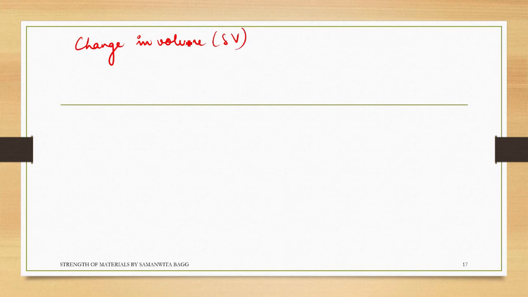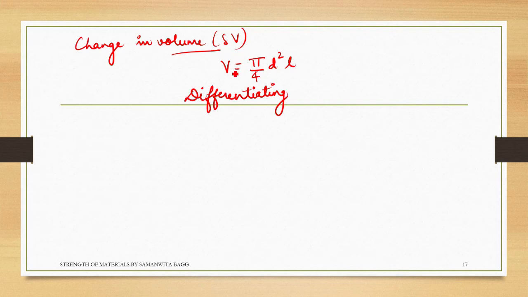This is delta V. First of all, we should know the formula for volume for a thin cylinder. It will be pi by 4 d square into L. So let's say I am differentiating this equation partially. When I say partially, obviously my volume is changing with respect to diameter and also because of length. So left hand side will become delta V is equal to pi by 4 is a constant.